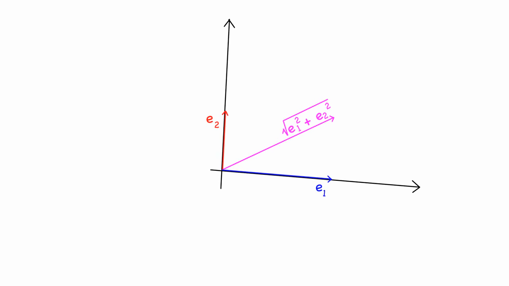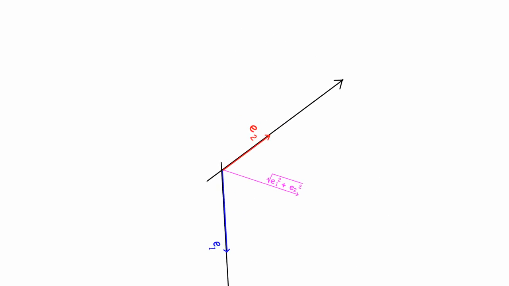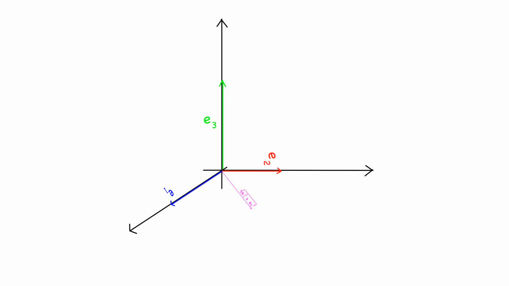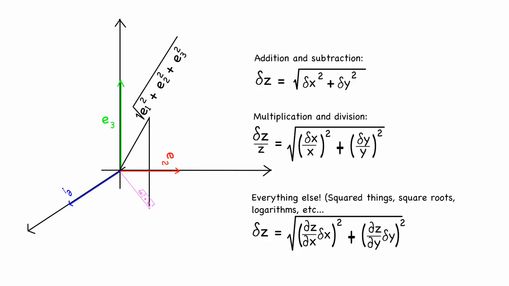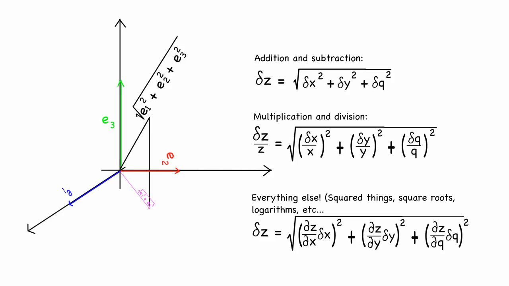What if you're combining 3 or more measurements? One can construct a right triangle in 3 dimensions using the 3 different sources of uncertainty. The hypotenuse is the square root of all 3 uncertainties squared. In other words, just extend the rules that you already know, adding 3 things in quadrature rather than just 2.